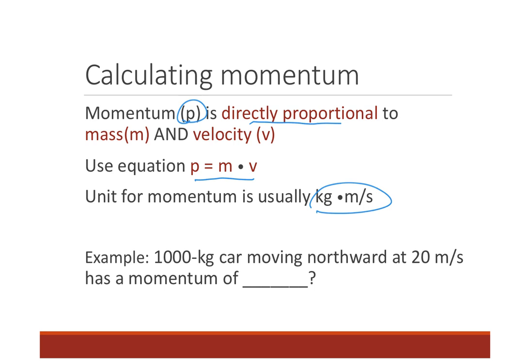So let's just apply this formula where momentum is going to equal mass times velocity. If we have a 1,000-kilogram car that's moving northward at 20 meters per second, its momentum would be its mass times its velocity, or 1,000 times 20. So we end up with a momentum of 20,000 kilograms times meters per second, and it's moving northward. So we'd have to put that direction in our answer as well.